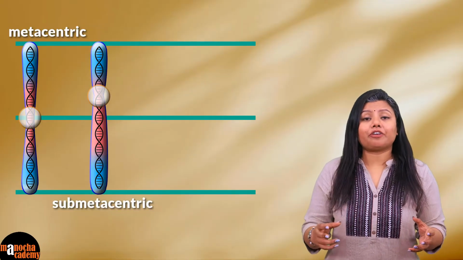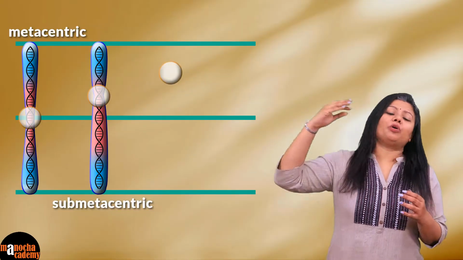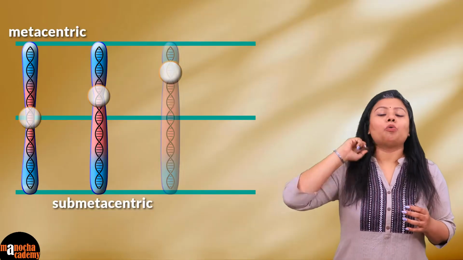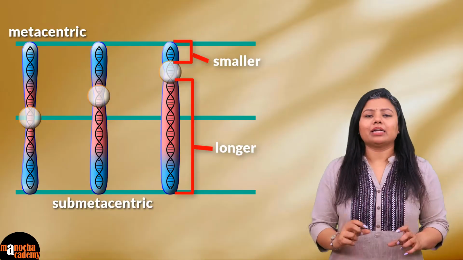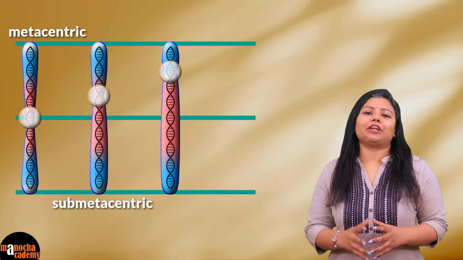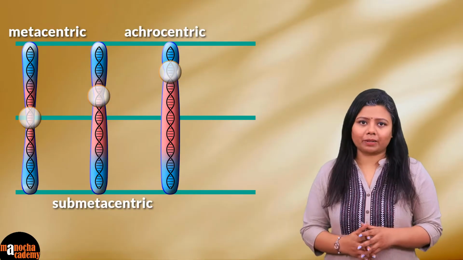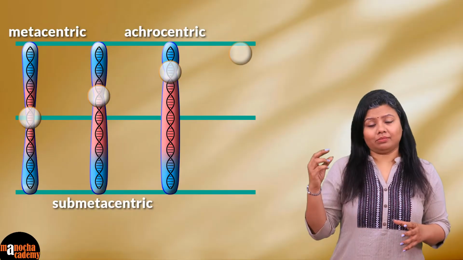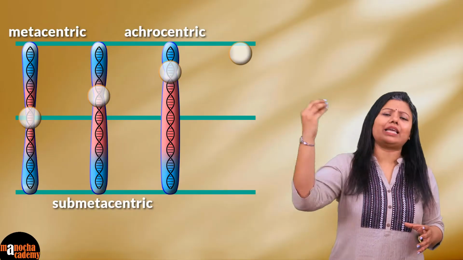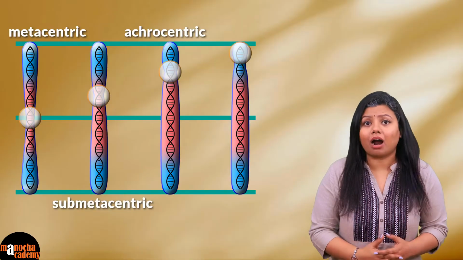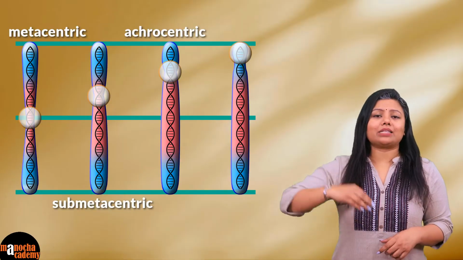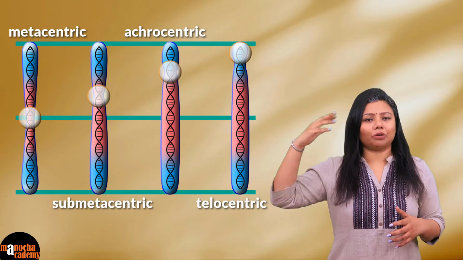Now let's say the centromere is located much away from the center, such that one arm is really small and the other arm is really big. Then we call this kind of chromosome acrocentric. And if the centromere is located right at the end, as a result of which only one single chromatid arm is visible, then it is known as telocentric. Telo means end, located at the end.